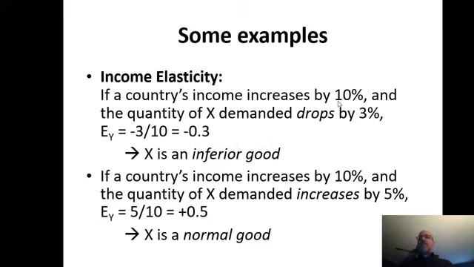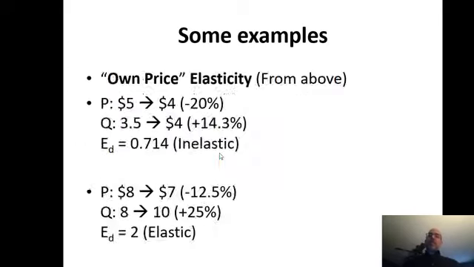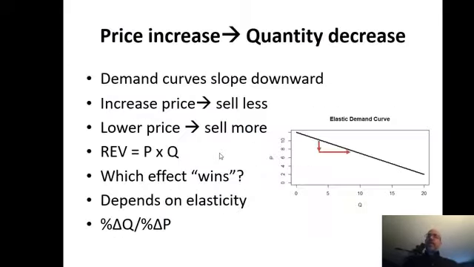Now, given some percentages, you can actually use the formula, percentage change in Q over percentage change in P. You get a number, and then you interpret it by looking at the sign. You say, hey, it's negative. Negative income elasticity is an inferior good, right? But the big one was own price elasticity.